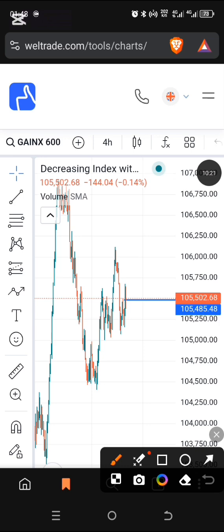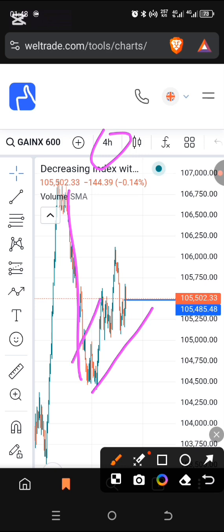Pain is now on $8, right? So as you can see on Gain 600, this is what I was seeing. This is the 4 hour time frame, an impulsive move, a flag. And on the lower time frame also, as you can check, we've got an impulsive move and a small flag within that flag. So that's why I'm anticipating that it will go down, right? So yeah, that's how I'm trading this Weltrade.